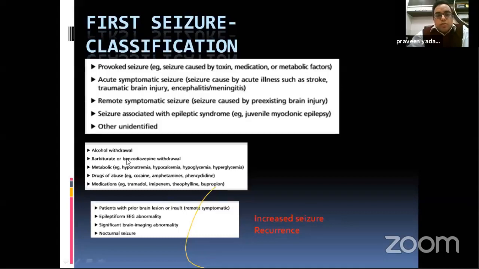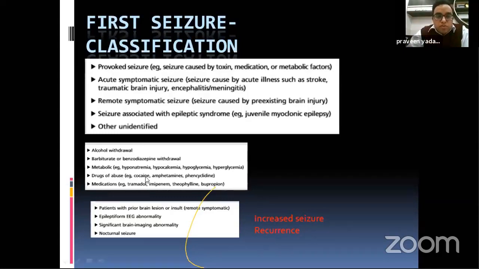Now, what are the causes of provoked seizure? It can be due to alcohol withdrawal. It can be due to benzodiazepine withdrawal. Patients taking benzodiazepine chronically and suddenly stopping the medication can have a seizure. There can be metabolic derangements like hyponatremia, hypocalcemia, hypoglycemia, and hyperglycemia also. So both reduced sugar and high sugar can cause seizure. However, hypoglycemia causes generalized seizure, while hyperglycemia is well known to cause focal seizure. That is the classical syndrome with hyperglycemia. You get focal seizures. So it is one metabolic disorder which can give rise to focal seizures.